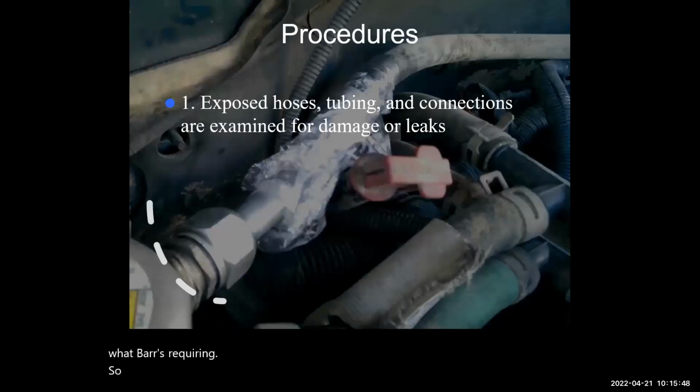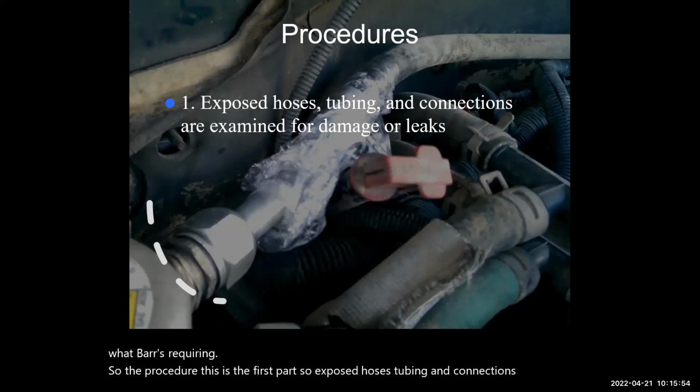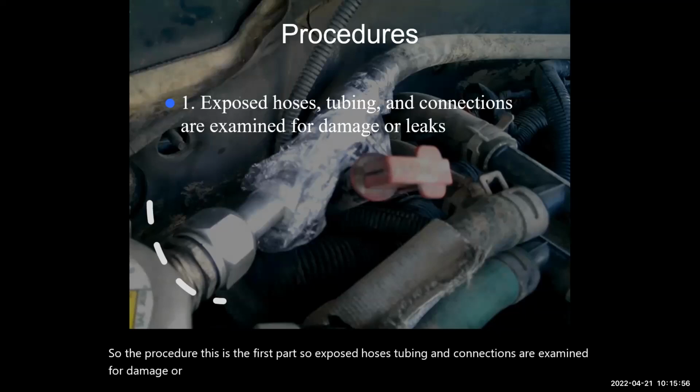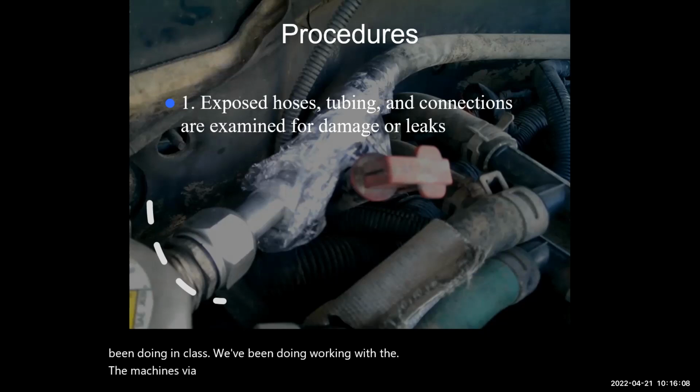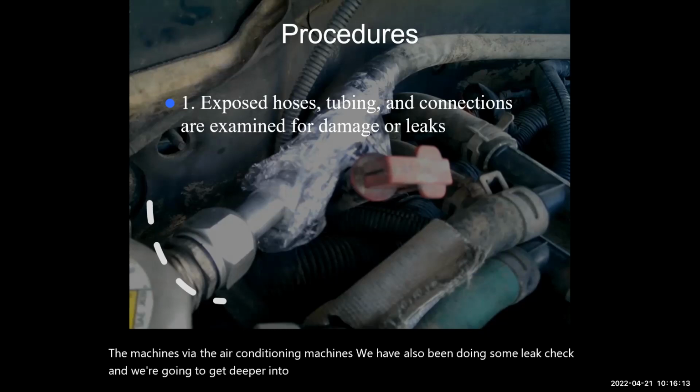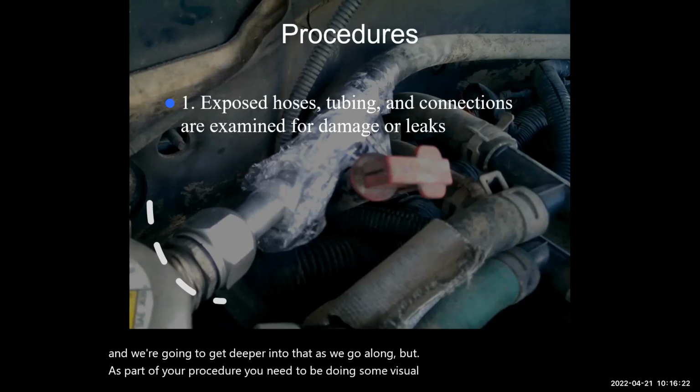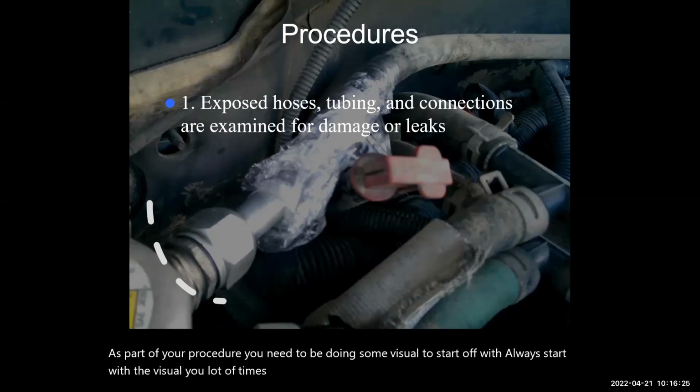So the first part of the procedure: exposed hoses, tubing, and connections are examined for damage or leaks. This is the obvious one. Like we've been doing in class, we've been working with the air conditioning machines. We have also been doing some leak checks, and we're going to get deeper into that as we go along. But as part of your procedure, you need to be doing a visual to start off with. Always start with a visual. A lot of times you find things that are so obvious, and then it takes no time to repair it.